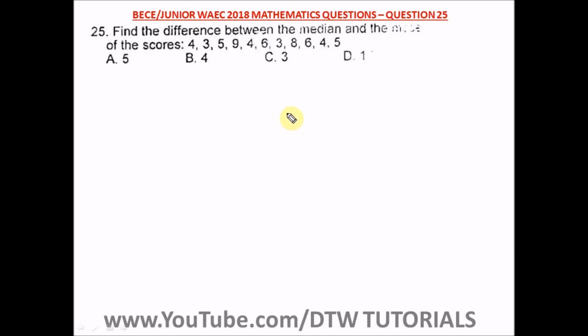Question 25 of the BECE Junior WAEC 2018 Mathematics Past Question. That's your OBJ question 25. It says find the difference between the median and the mode of these scores. So when you have these scores that are not arranged properly, we have to arrange them in ascending order. What's the least number here? We have 3. Remember when you're given a data set, you have to arrange them in ascending order before you can start calculating.